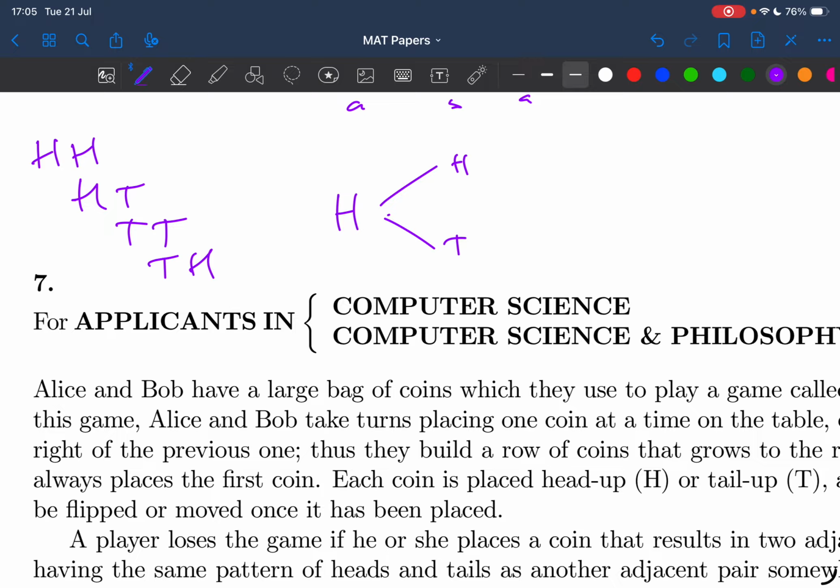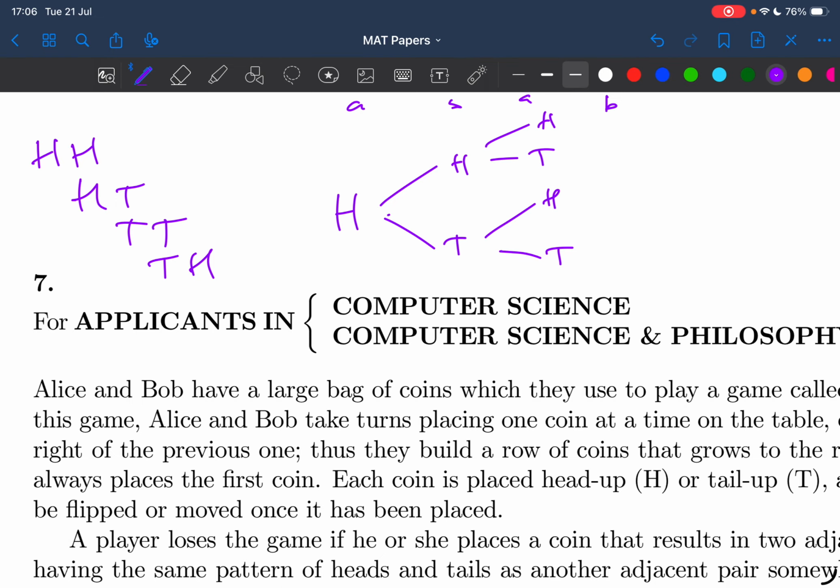So what can Alice do in that situation? They can just put a tail down to keep the game going. At the same point, we've never seen a tails before, so we have both options available to us. That is good. Now then, what can Bob do? And again, we don't want to be thinking about losing the game, really. Maybe we do actually. Let's put these in there.